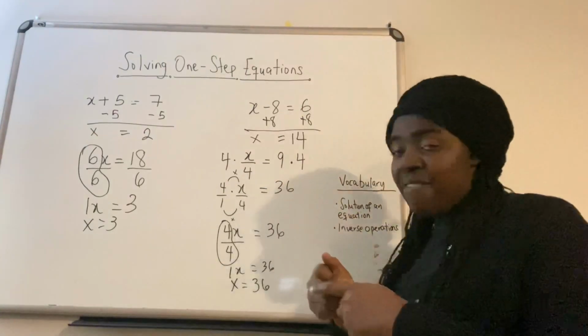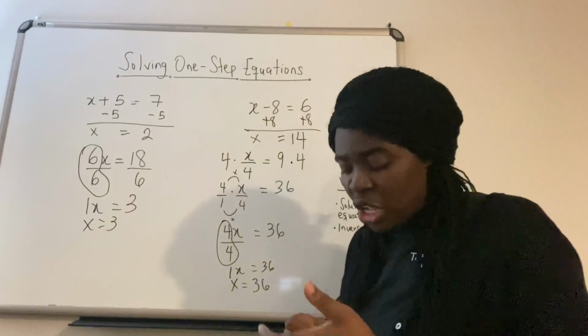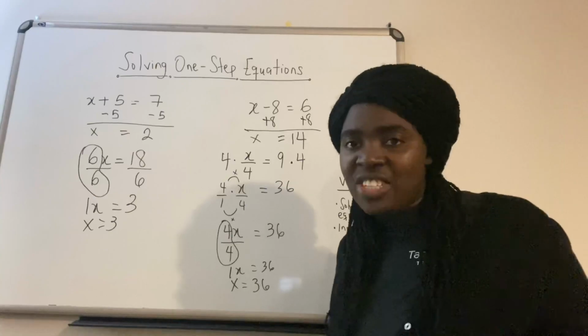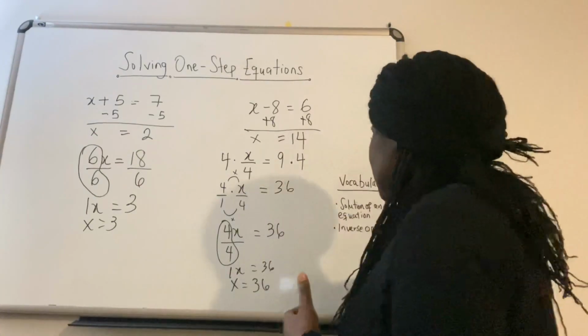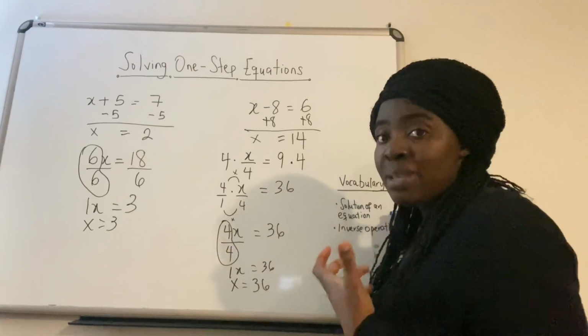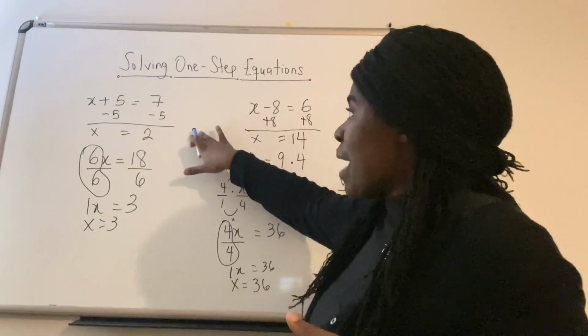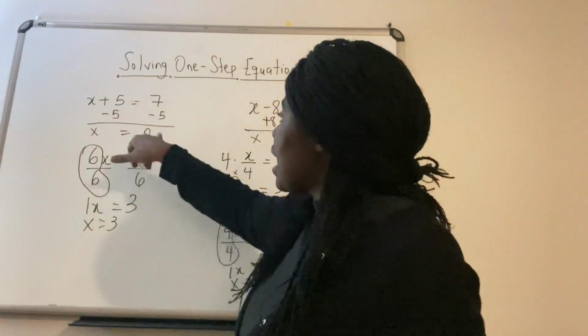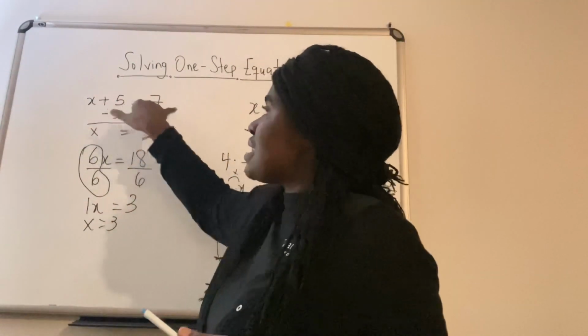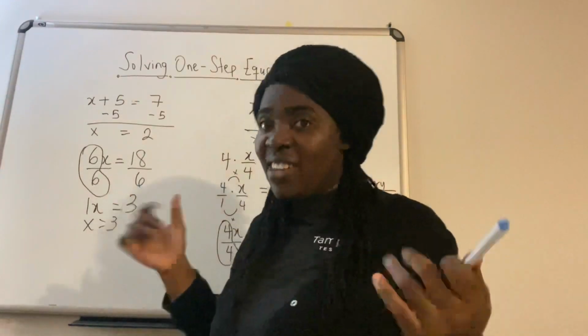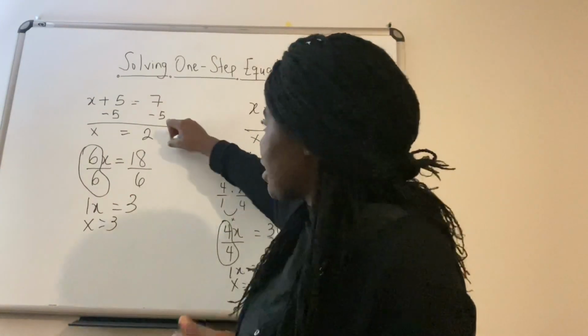Now, my favorite part of equations: you can always check your answer, right? Plug it back in, see if it makes it true. Remember we said that the solution of an equation always makes the equation true. So let's go back here. Here we're saying x is 2. So is it true that 2 plus 5 is 7? That's true, 2 plus 5 is 7. So we know we're correct. I'm going to mark that correct.